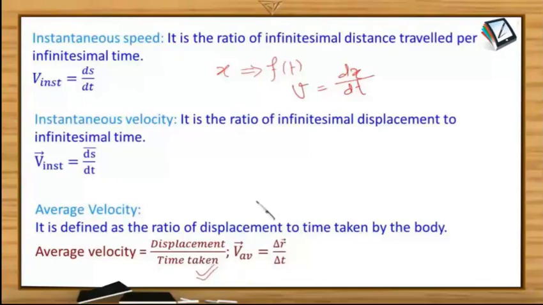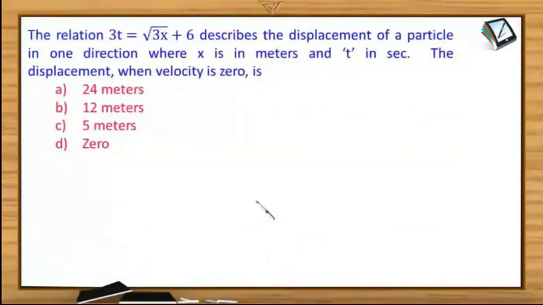So in case of instantaneous calculation, we use what? Differential calculus, the differentiation process, finding the derivative. Alright, so let's take one example for this.